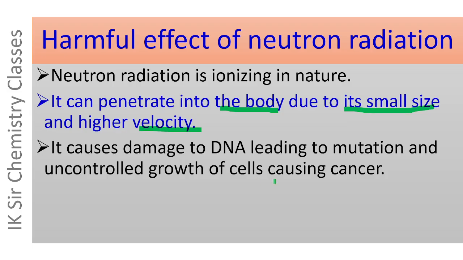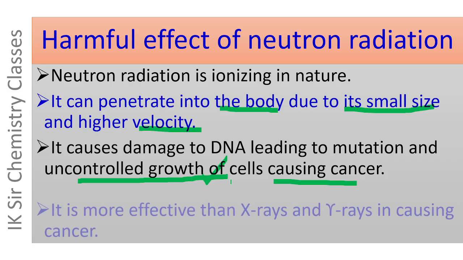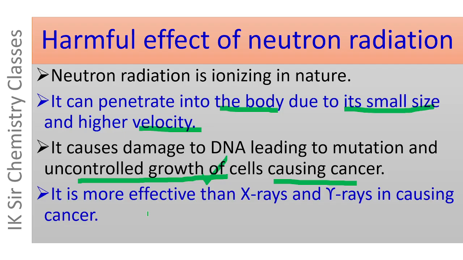causing cancer, because the cell mutation of a cancerous cell leads to uncontrolled growth of cells, and the uncontrolled growth of cells appears in the form of tumor. In other words, we can say that neutron radiation causes cancer in human beings, which is very dangerous. And neutron radiation is even more effective than X-rays and gamma rays in causing cancer.